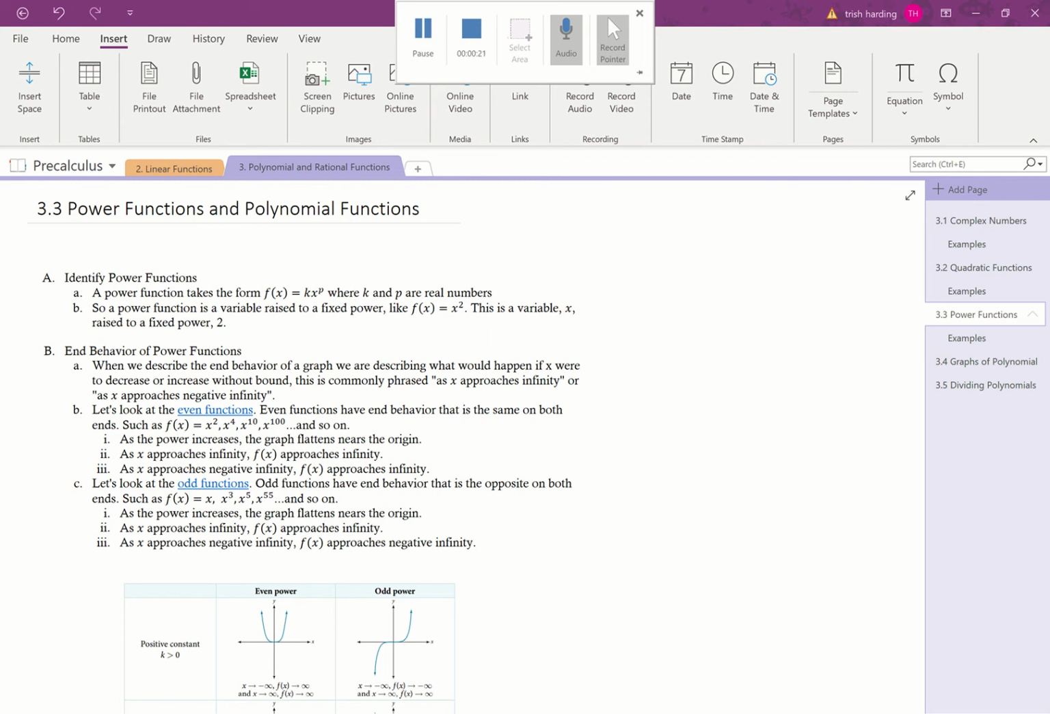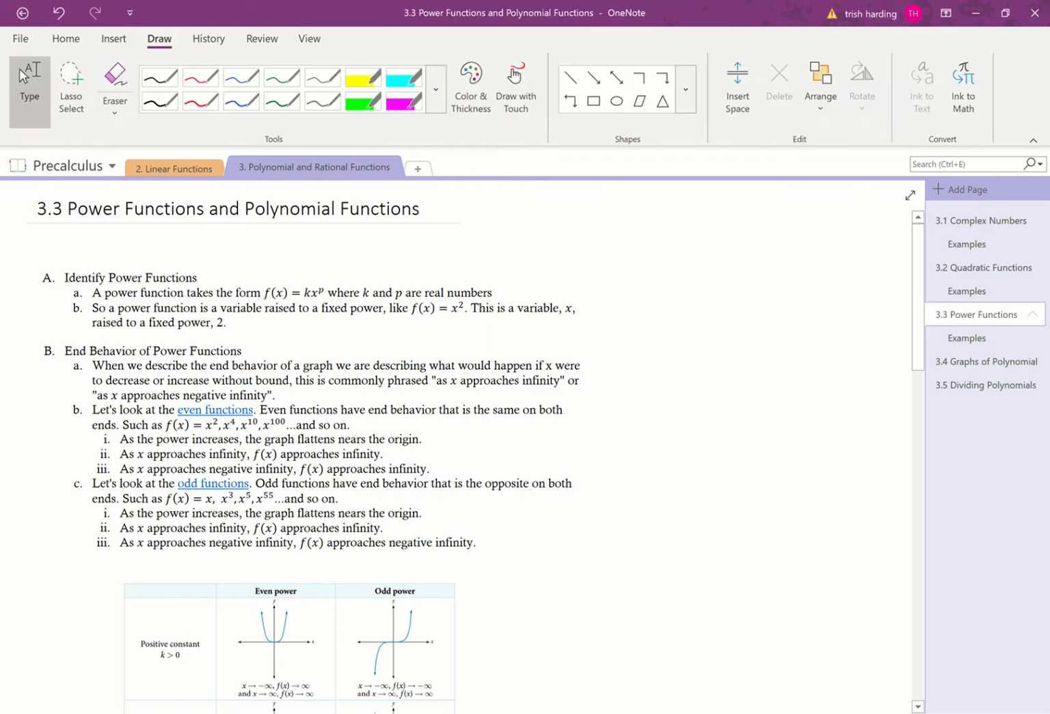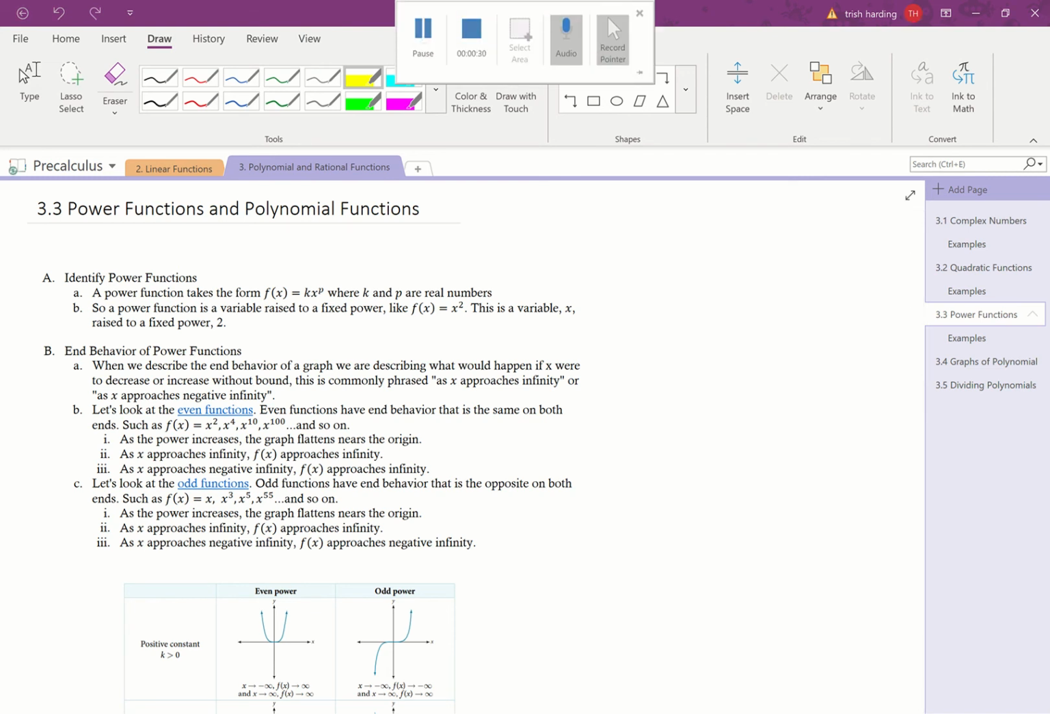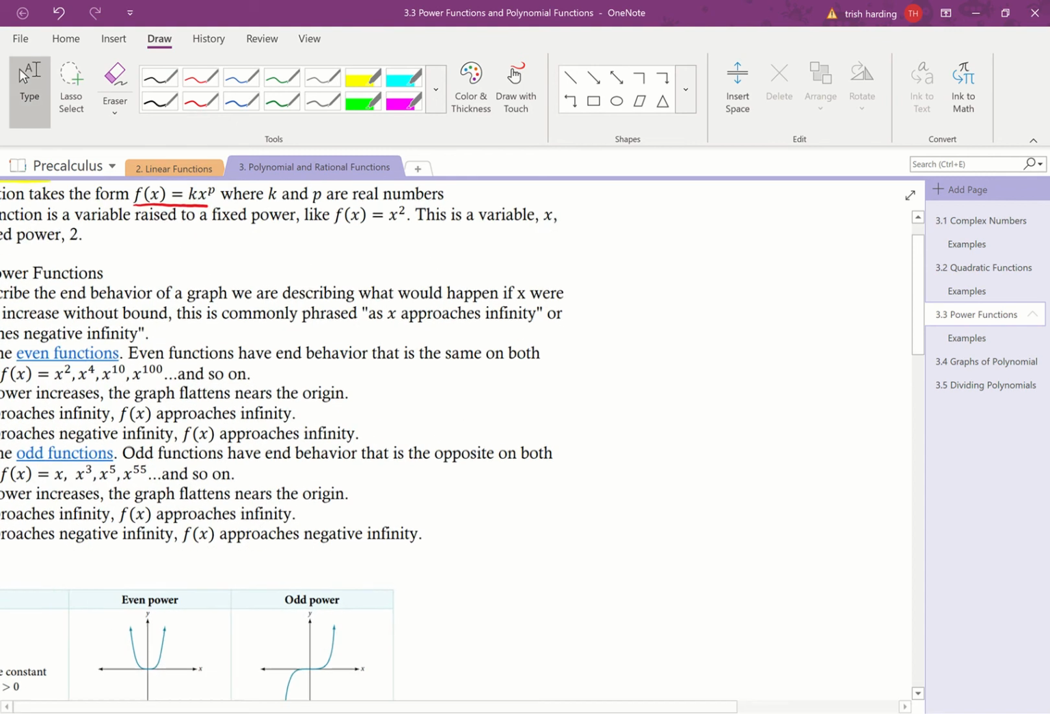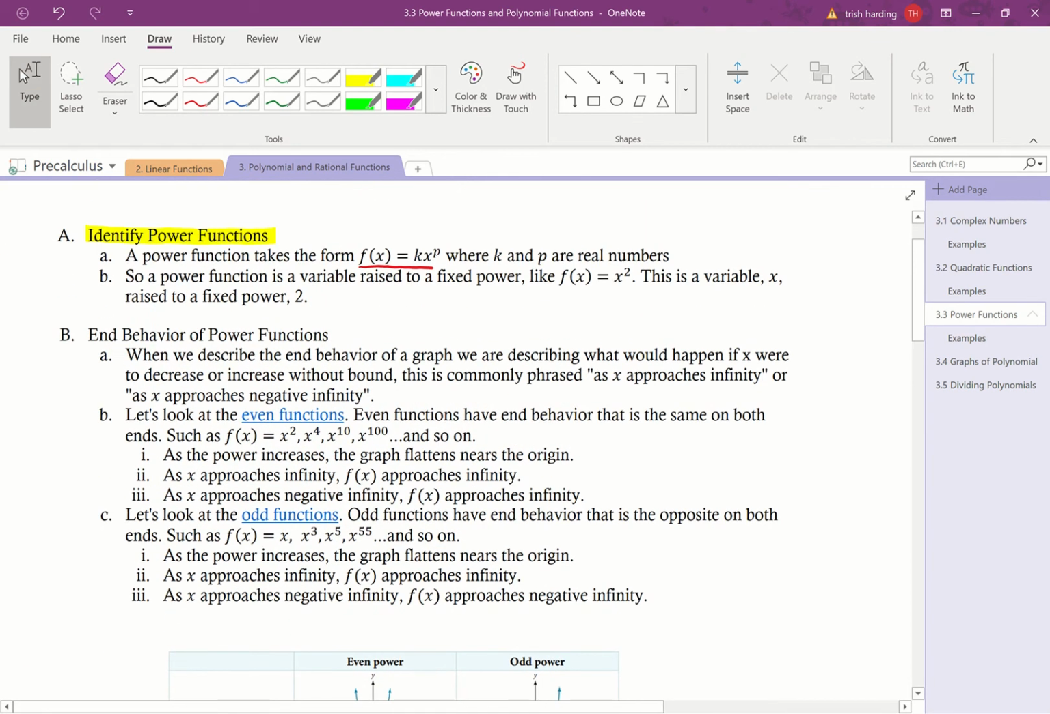So, first thing, identifying power functions. We're going to have a look at power functions first. Notice that a power function takes the form f of x equals k x to the p. See if I can zoom in. There we go. k and p are real numbers. So k is a real number and p is a real number.